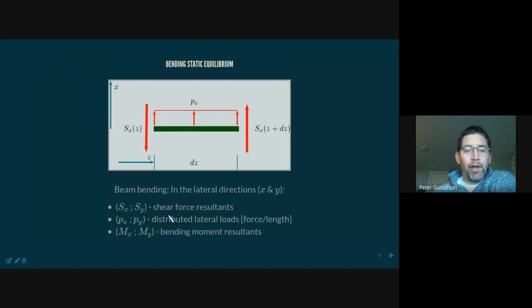So what are these things? What we're showing on this particular slide is Sx, although in general you could have Sy if we were looking at a different axis. We have Px, that's again a distributed lateral load. Once again, we think of this as a force per unit length. The units on it should be written in force per unit length. And last but not least, of course, we've already expressed bending moments, and we're going to bring those back to the forefront here in just a minute.